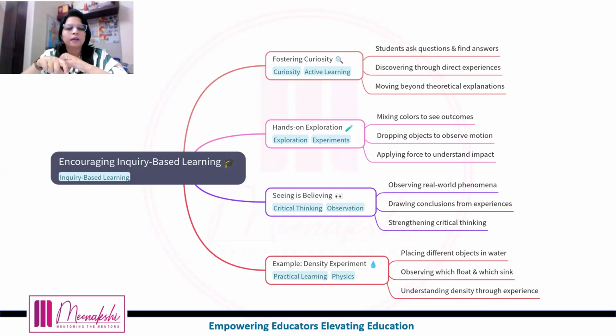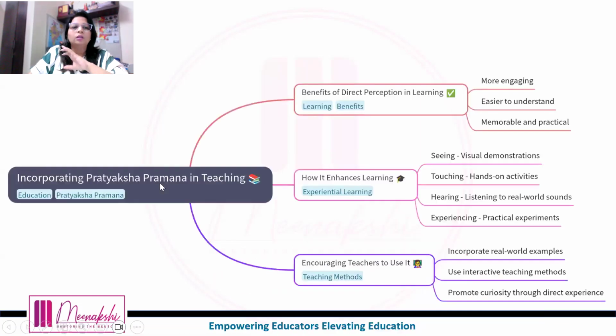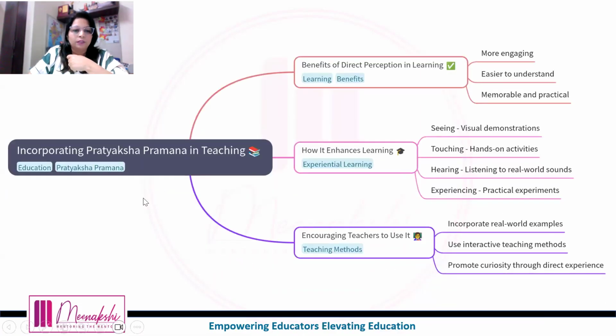Right? A very simple experiment. I have given here the example, the density of the different objects. If we want to check, what we can do is take a tub of water, and the children keep on putting in some objects, and they can check the density of the objects. They are floating and sinking, and they'll be able to understand the same through hands-on activity, through their own experience. So this is also the Pratyaksha Pramana of the activity.